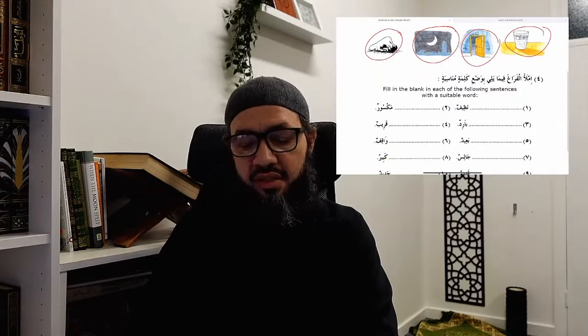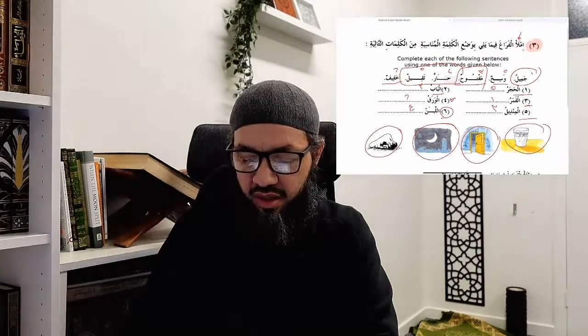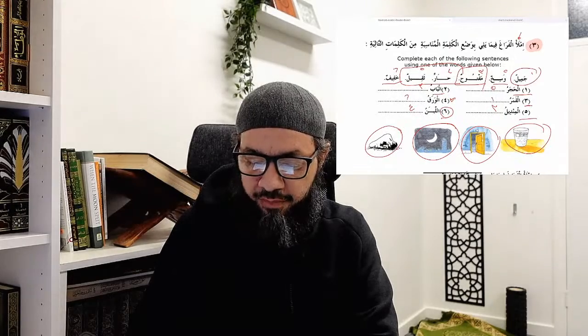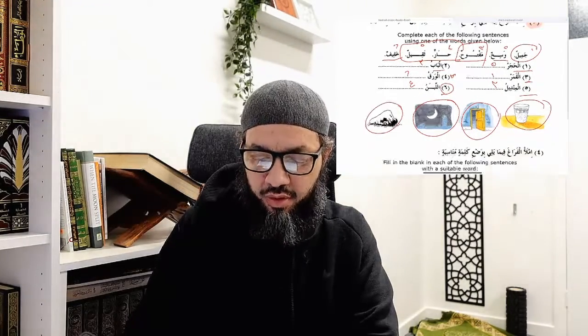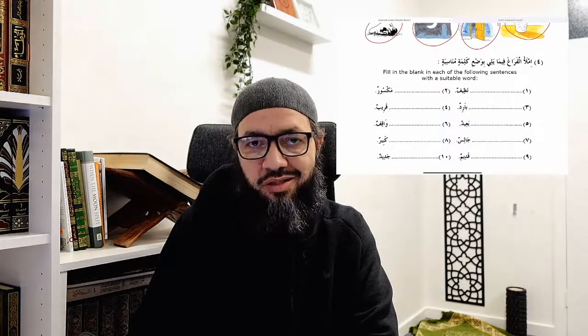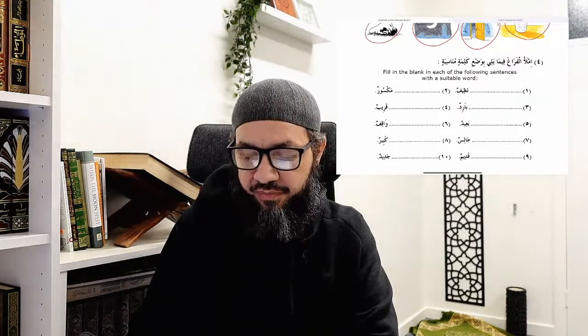A similar exercise. This one is asking you to give a suitable word, i.e. a suitable adjective. These are all adjectives, right? They're describing the noun. It wants you to fill it in. Imla al-firaq, the spaces. A suitable word. So now it's asking you for the actual nouns, right? A suitable noun. It hasn't given you words here.